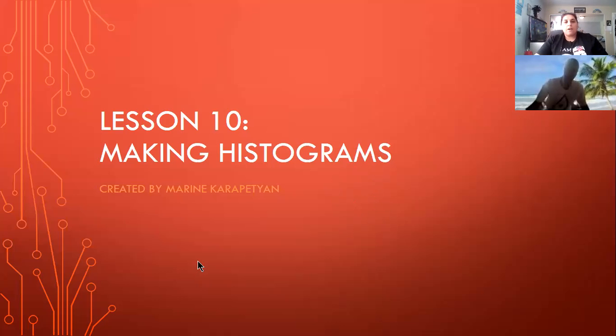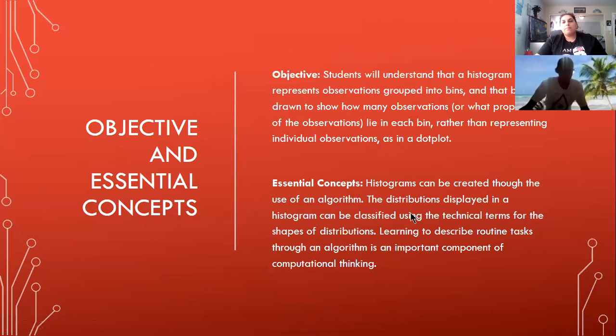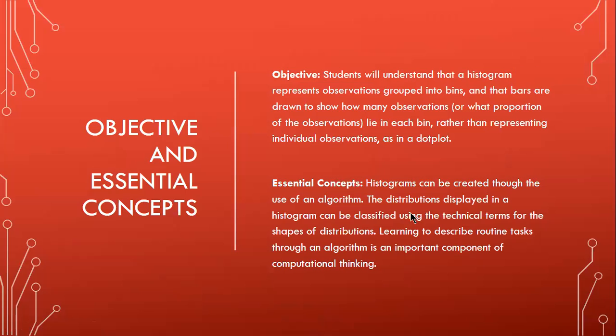All right. So our objective for the day is going to be: students will understand that a histogram represents observations grouped into bins, okay? And that bars are drawn to show how many observations, or also known as what proportion of the observations, lie in each bin, rather than representing individual observations as in a dot plot.